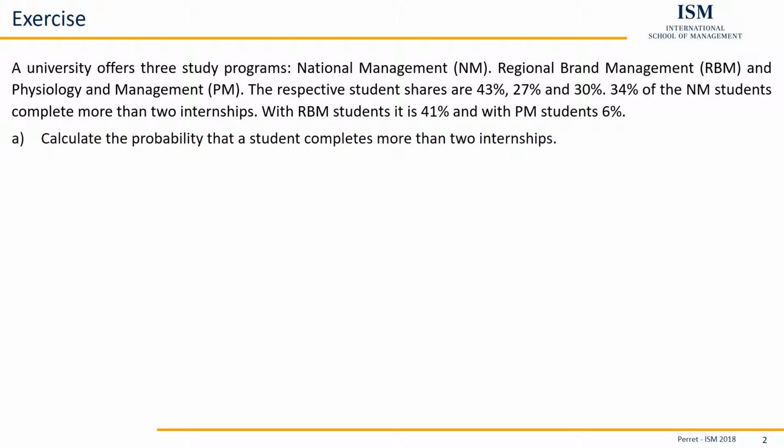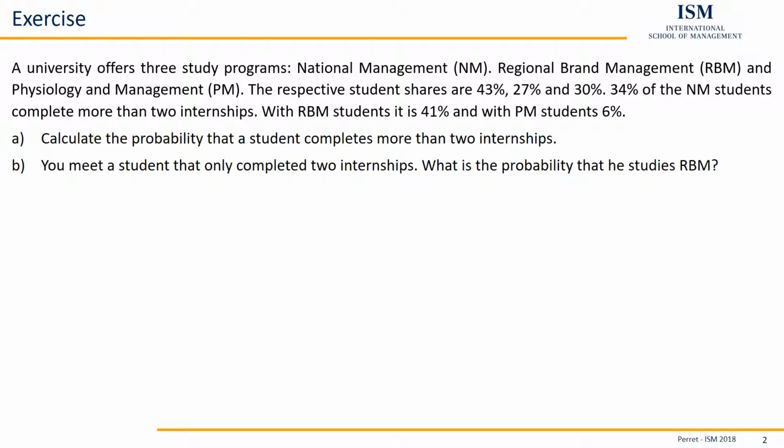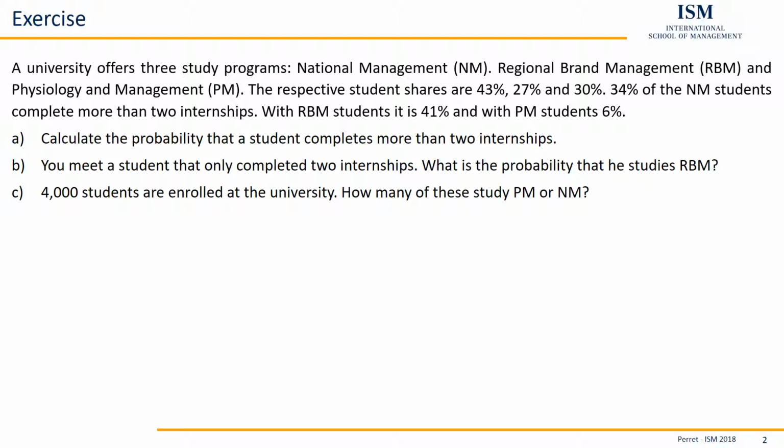First, calculate the probability that a student completes more than 2 internships. Part B, you meet a student that only completed 2 internships. What is the probability that he studies RBM? And C, 4,000 students are enrolled at the university. How many of these study PM or NM? So let's start with the first one.